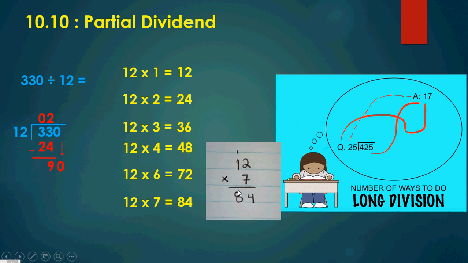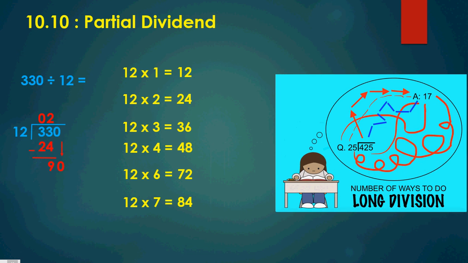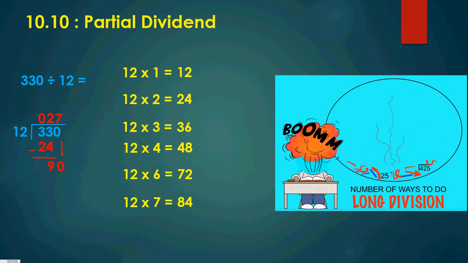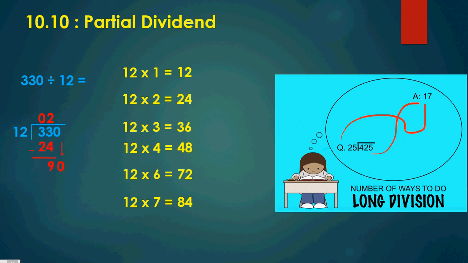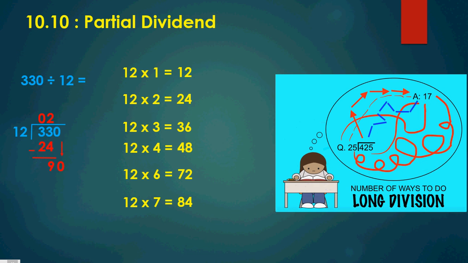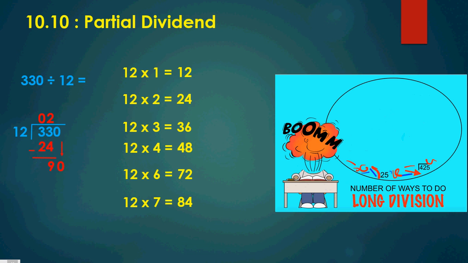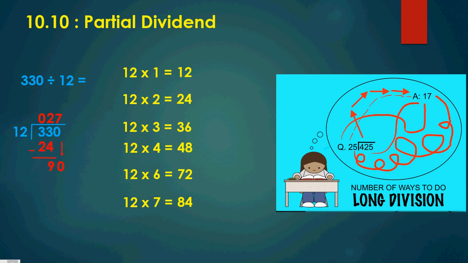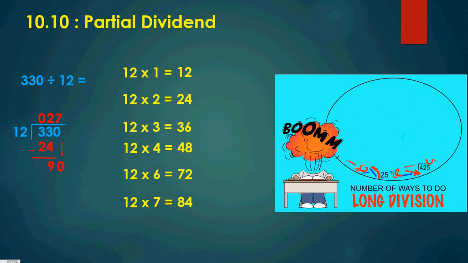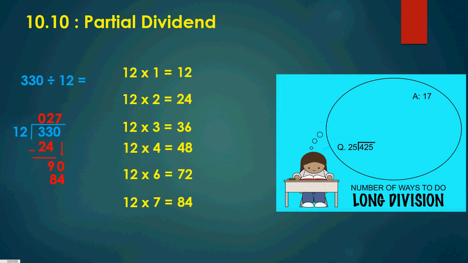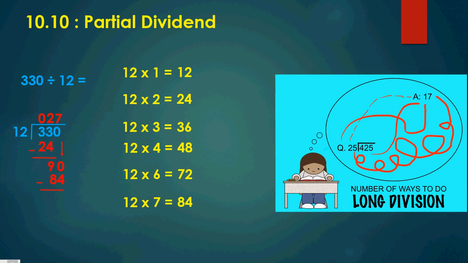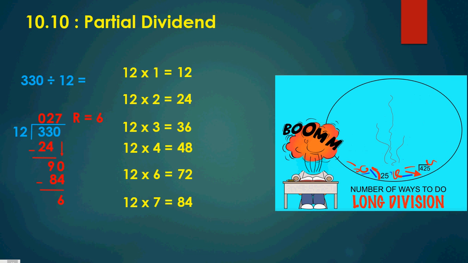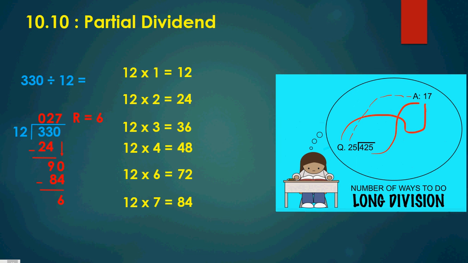Okay, guys? Remember that. Now, I'm going to try with 8. Okay? But with 8, I know that it's going to be greater than 90. So I think it's with 7. Okay? So 12 times 7 is 84. I put it over there, then subtract, and this is 6, guys. In this case, I have a remainder of 6.